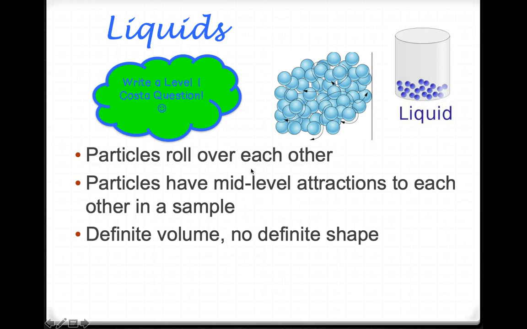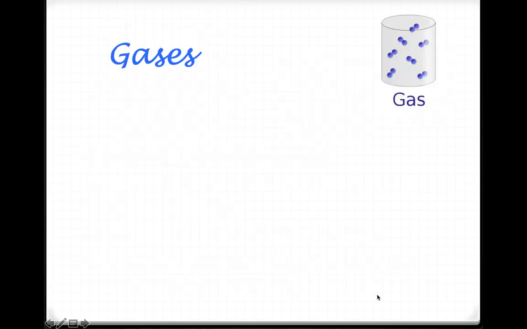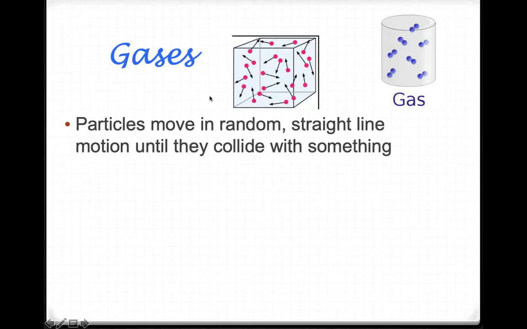So after I have my mid-level attractions, I've got my liquid. If I add enough energy, I will break those attractions and my liquid sample will turn into, yes, a gas. So here's what I would have drawn for a particle picture for gas. And then we would say that the particles move in random straight lines. So that would be my 2 to 3 words.